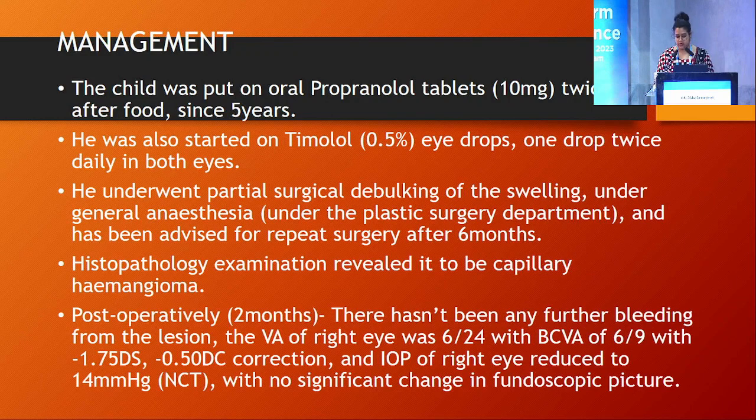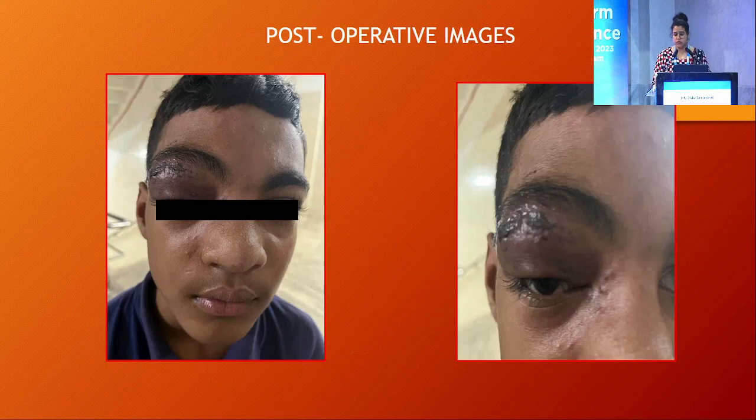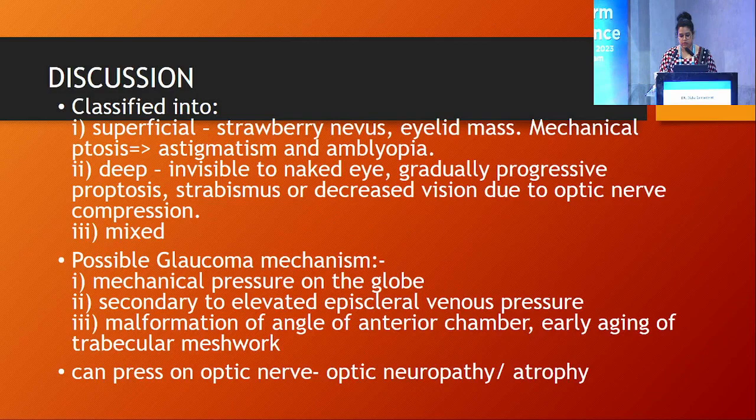Post-operatively, 2 months later, we found that there was no further bleeding from the lesion. The visual acuity also improved to 6/9 best corrected visual acuity with refractive management, and the right eye IOP was also reduced to 14 millimeters of mercury, but the fundoscopic picture had no significant changes. These are the post-operative images.